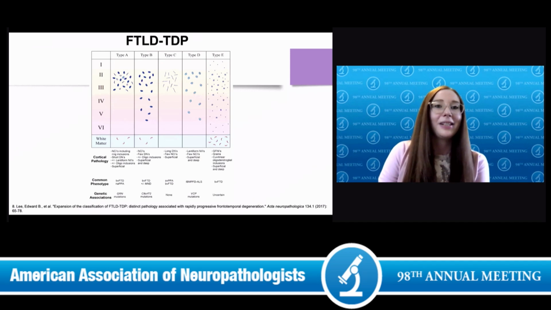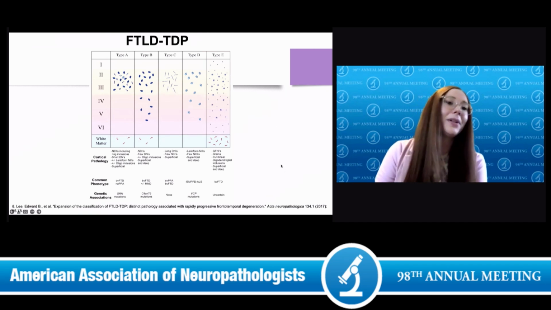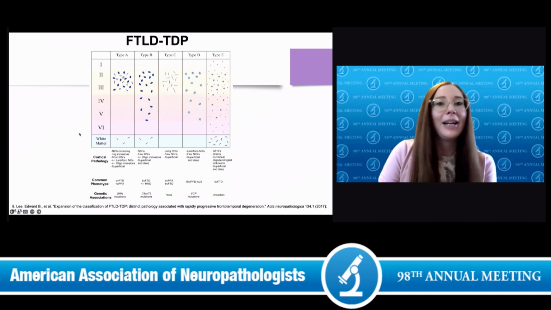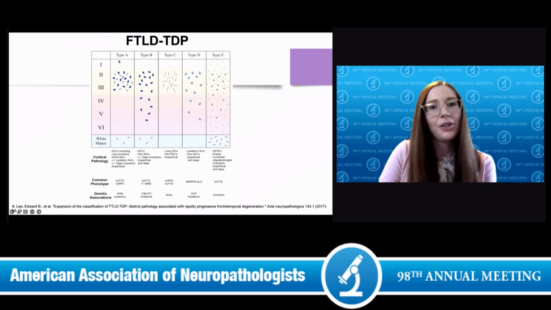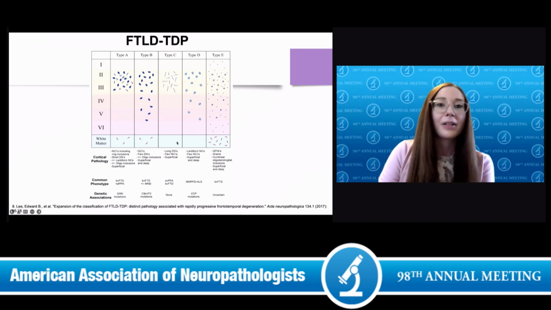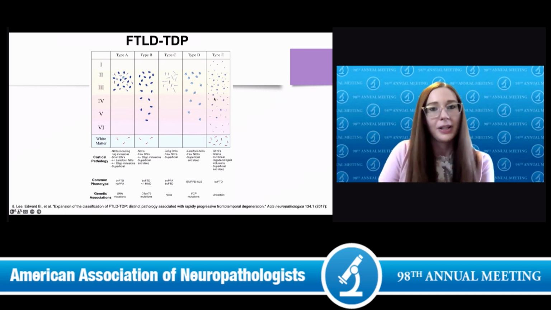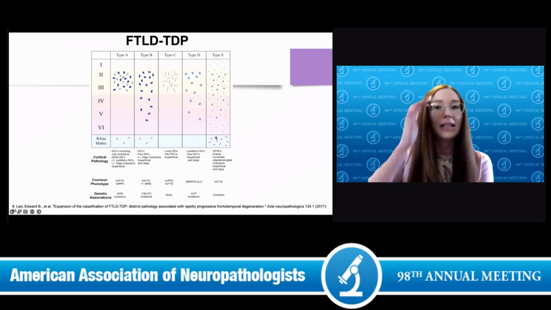Now, briefly, just to summarize the subtypes of FTLD-TDP, this is a really beautiful figure from a 2017 paper from Edward Lee and his group. And I really like it because it just visually shows you, for example, type A and type C involve superficial layers, whereas the other three types are more extensive through the entire cortex.